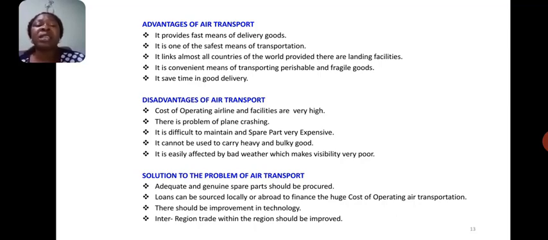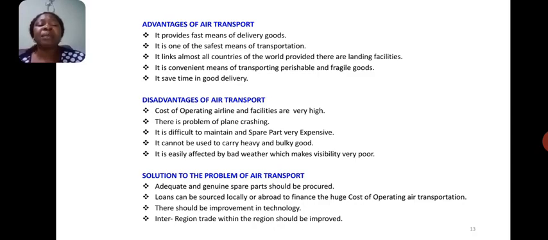We are now looking at the disadvantages of air transport. 1. The cost of operating airlines and facilities is very high. 2. There is the problem of plane crashing. 3. It is difficult to maintain and spare parts are very expensive. 4. It cannot be used to carry heavy and bulky goods. 5. It is easily affected by bad weather, which makes visibility very poor.